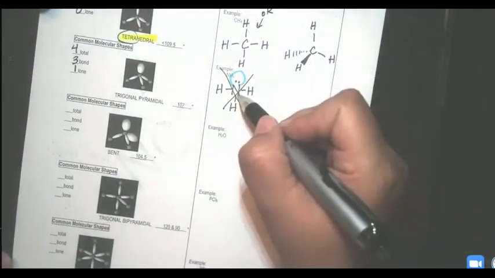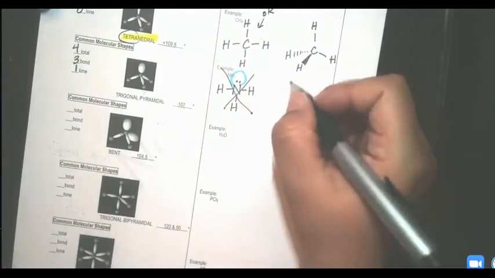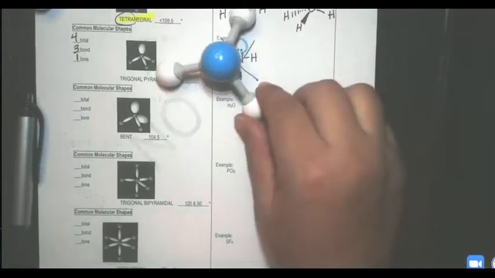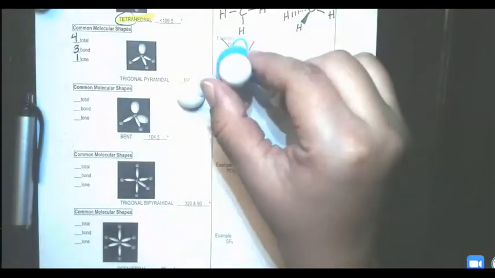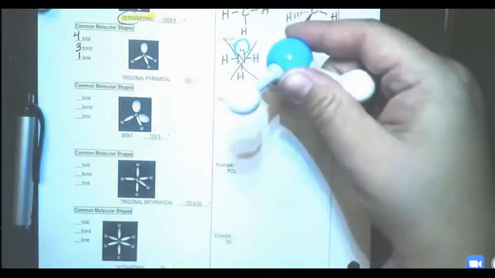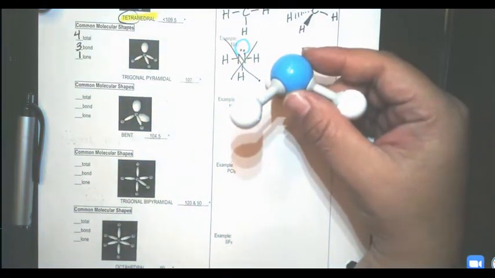I will not give you credit for the shape if you draw it like that. The shape of NH3 is actually called trigonal pyramidal. And the reason why is because it doesn't lay flat on the table, right? It looks like a pyramid. If I hold it like this, it looks like a pyramid, and there's 3 points that touch the surface, right?